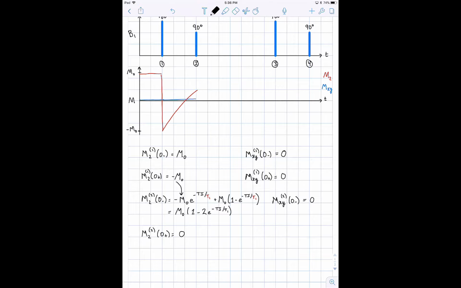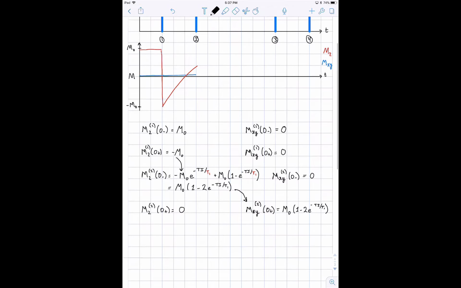On the other hand, my MXY magnetization gets a little bit more interesting, right? So I have my MXY magnetization immediately after time point 2. That's this 90-degree pulse, right? And so now I'll be taking the longitudinal magnetization that I had and projecting it onto the transverse plane. So I'm just inheriting this magnetization here. So I have an M naught times 1 minus 2E to the minus TI over T1. And now I have another period of free precession, right?